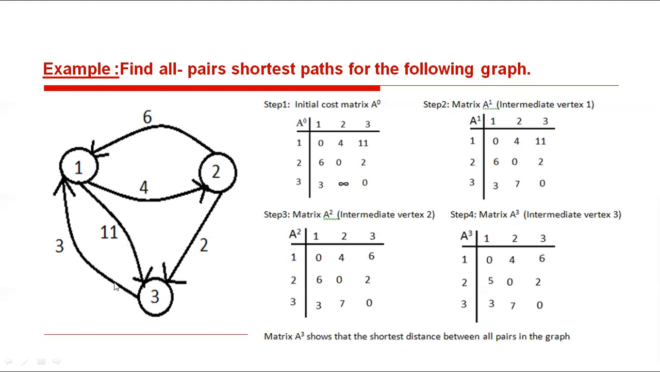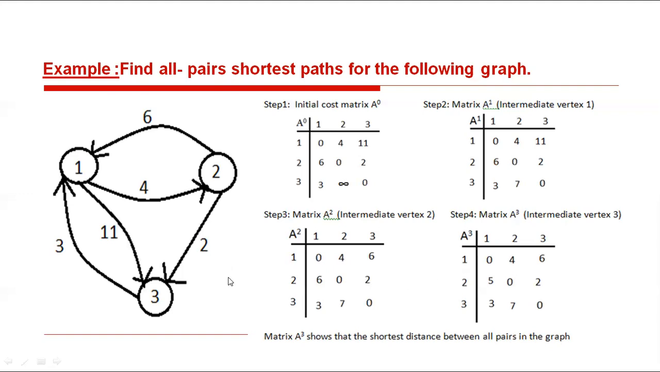3 plus 4 equal to 7. Clear? Next one 3 to 3 is 0. Next A cube, next loop. In the next loop, so 1 to 1 0, 1 to 2 is 4, 1 to 3 is 6. Same, no change in the previous.